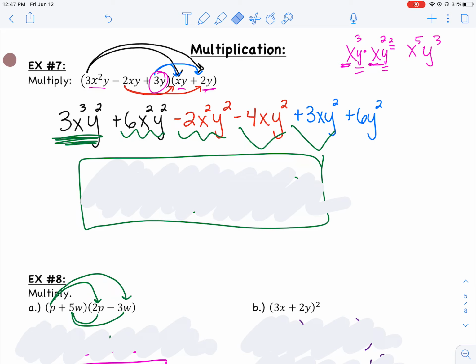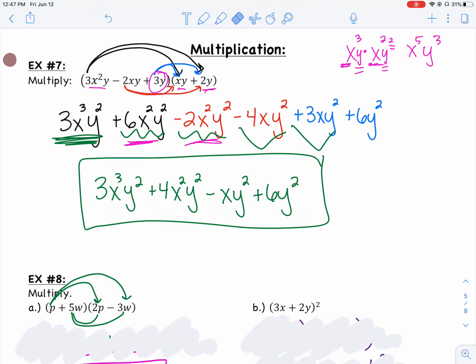I don't have any x cubed y squareds besides this first one, so I'm going to keep that. But I do notice that I have an x squared y squared in the 6 and the negative 2, so I should be able to combine those. Those are like terms. And I have an xy squared here and an xy squared here. So negative 4xy squared plus 3xy squared is really a negative 1xy squared. And then I have the lonely 6y squared. So my final answer looks like this. No other like terms because my exponents and variables don't exactly match. So this would just be my final answer.